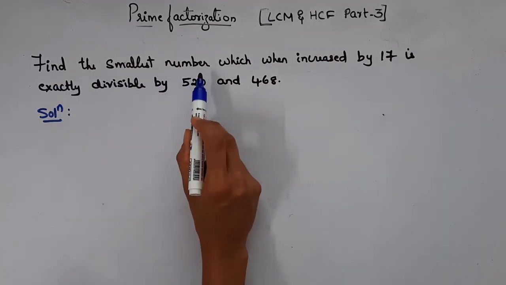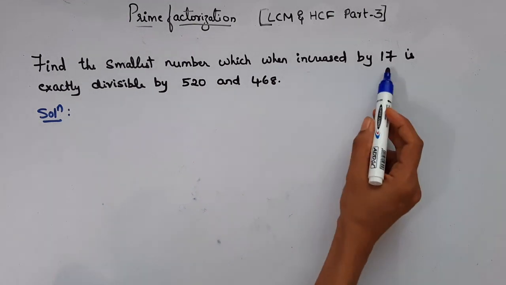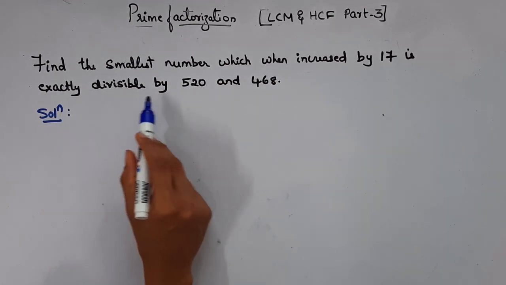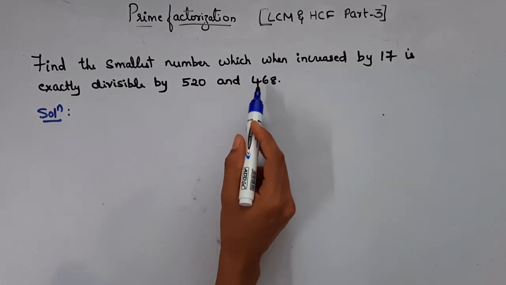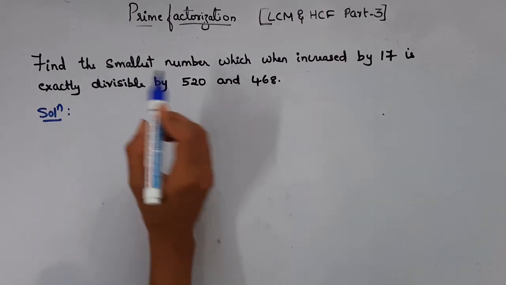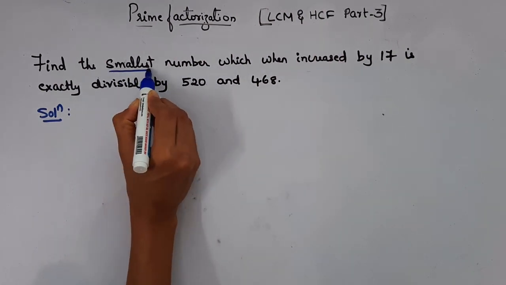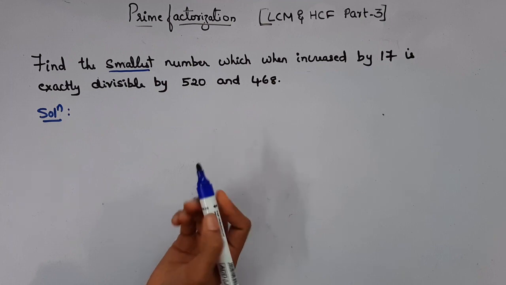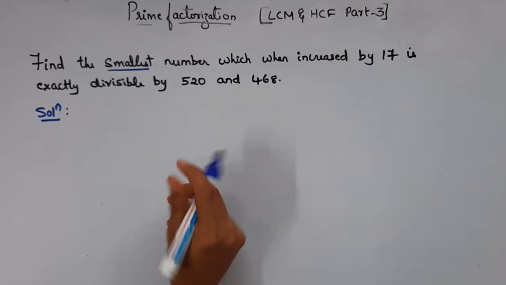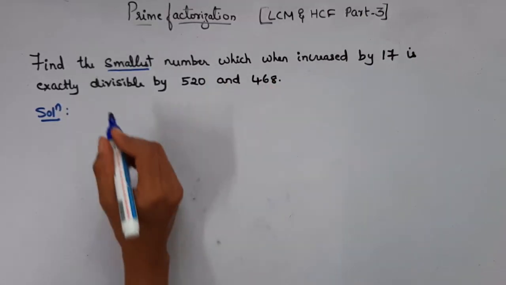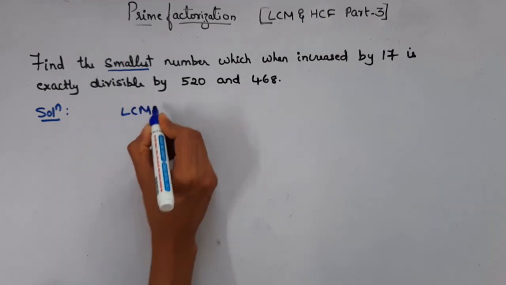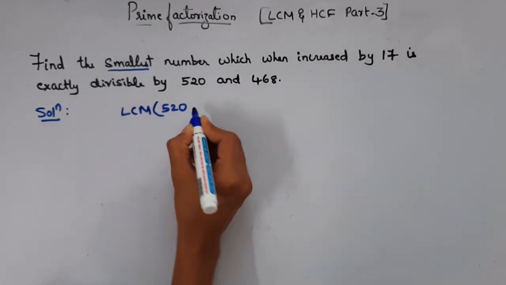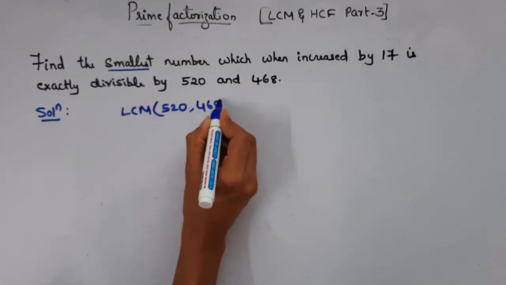Now let's see this problem. Find the smallest number which when increased by 17 is exactly divisible by 520 and 468. From the question, smallest, it is clear that this is an LCM problem. Now let's find LCM of these two numbers, that is LCM of 520 and 468.